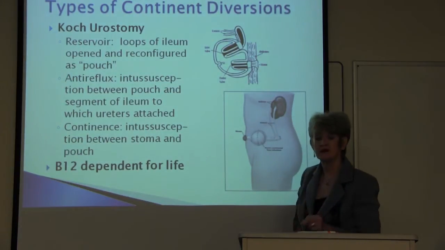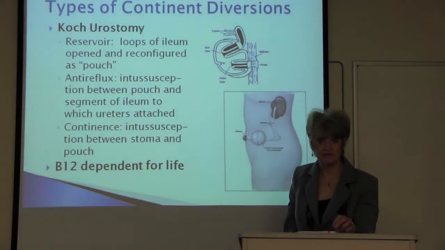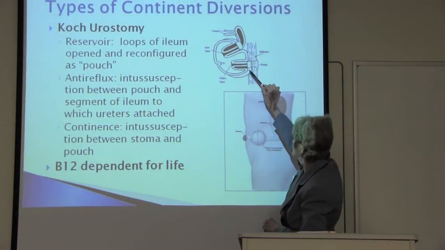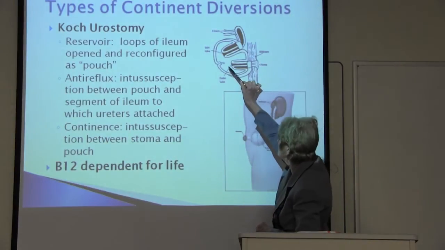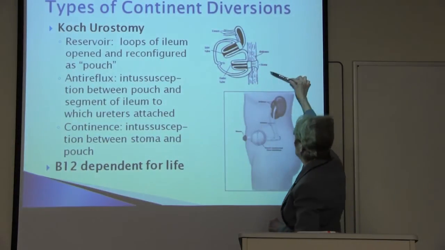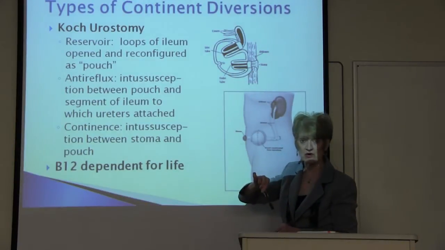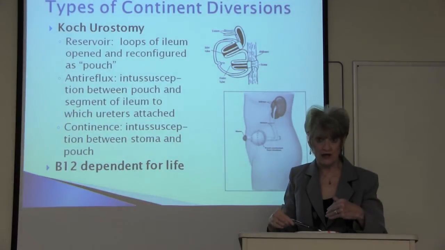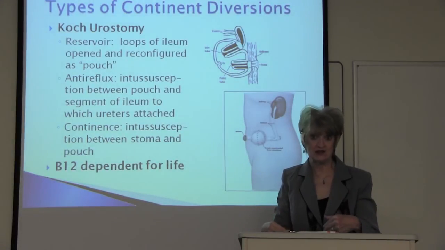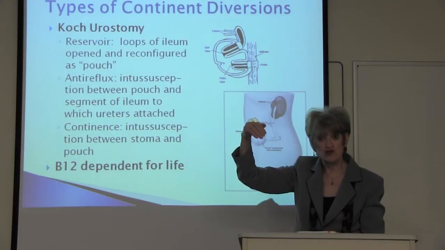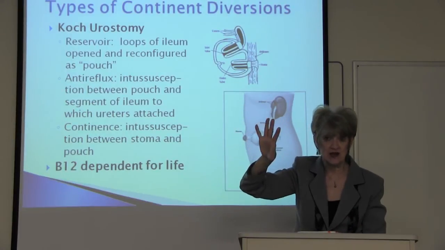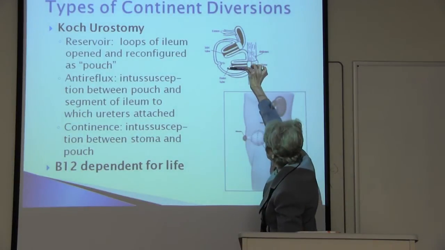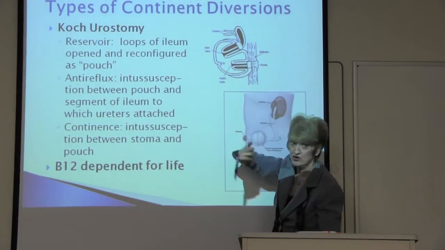What about continence? Exactly the same as with the Koch ileostomy, and that is intussusception between the abdominal stoma and the reservoir, creating a one-way path into the reservoir. So you have two intussusceptions creating one-way streets or one-way paths into the reservoir. The urine flows through the proximal one-way street and is caught in the reservoir until the patient passes the catheter through the second one-way street to drain the urine out.